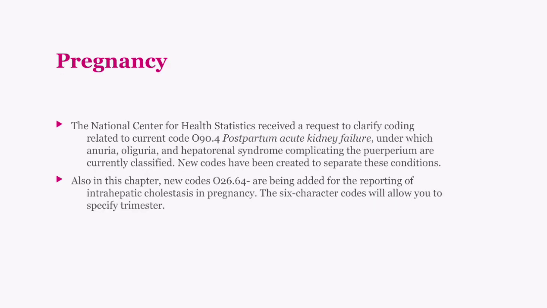Pregnancy. The National Center for Health Statistics received a request to clarify coding related to current code O90.4 postpartum acute kidney failure, under which anuria, oliguria, and hepatorenal syndrome complicating the puerperium are currently classified. New codes have been created to separate these conditions. Also in this chapter, new codes O26.64 are being added for the reporting of intrahepatic cholestasis in pregnancy. The 6 character codes will allow you to specify trimester.